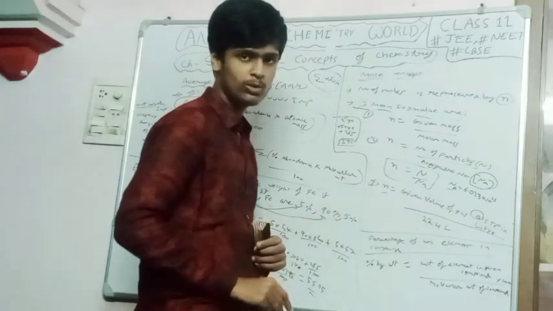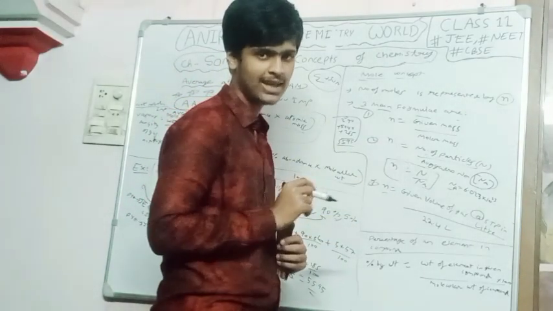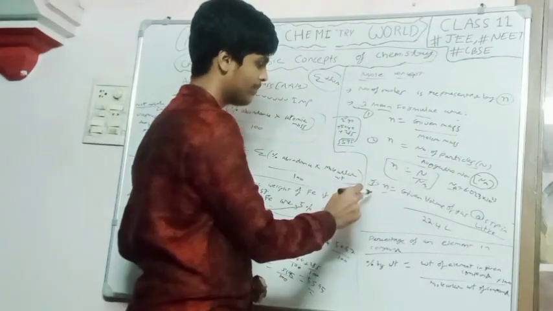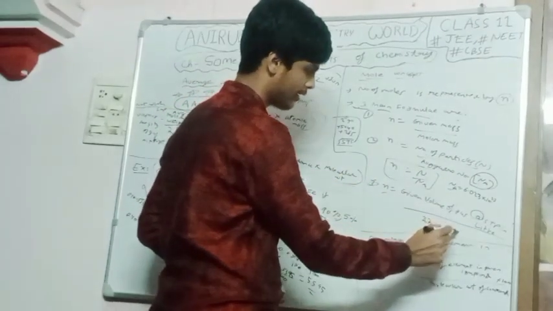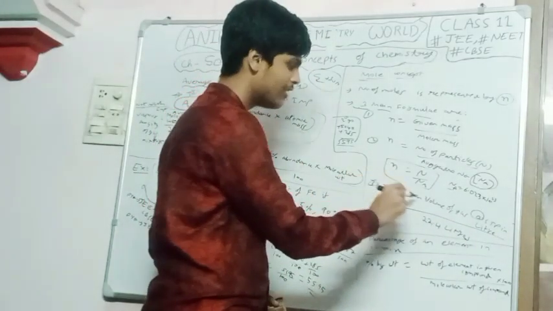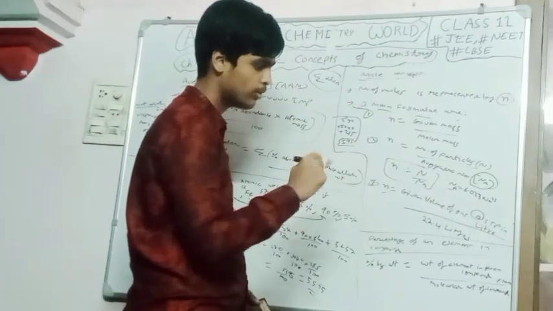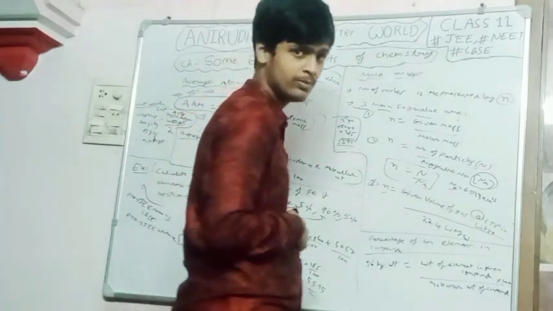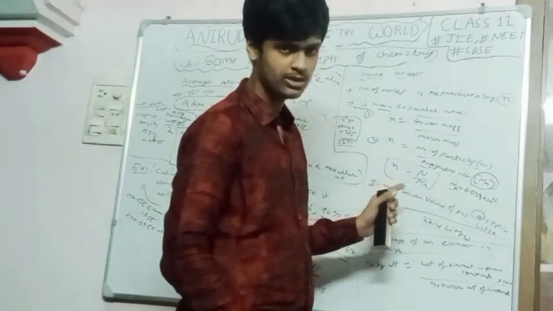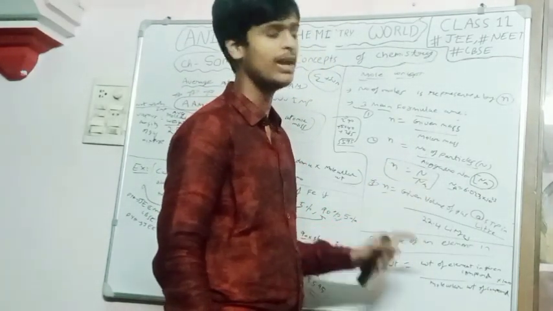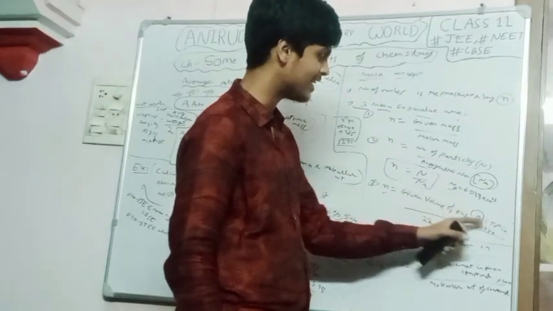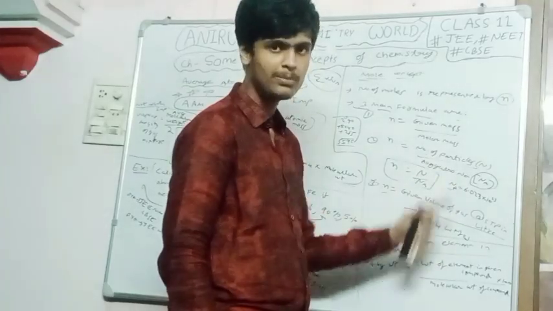Okay, third formula is number of moles is equal to given volume of the gas at STP by 22.4 liters. L means liter. Number of moles is equal to given volume of gas at STP by 22.4 liters. Here, given volume of gas at STP is in liters. The numerator and denominator should be in liters.